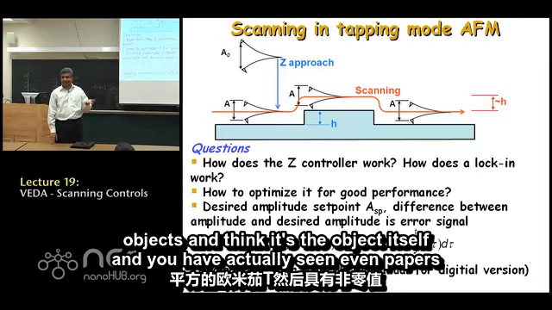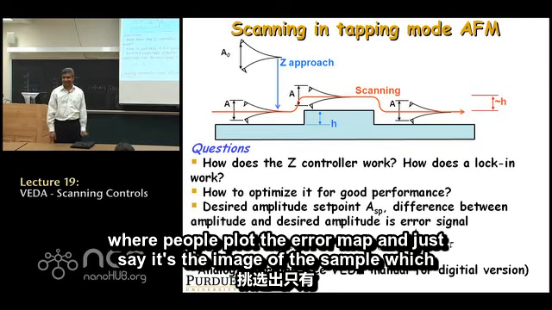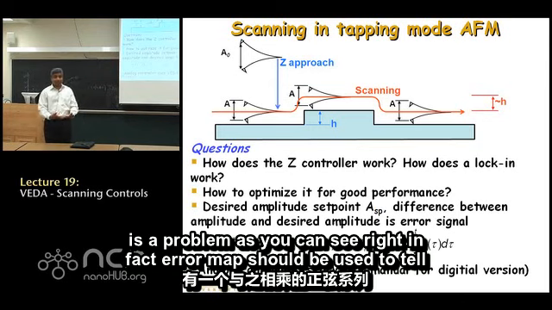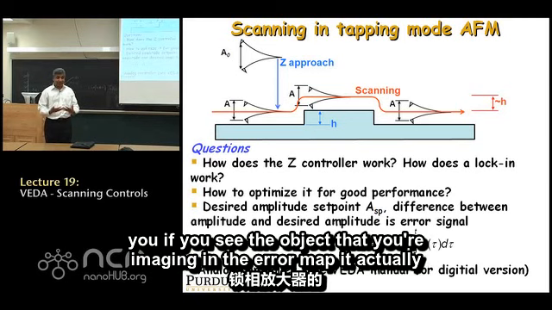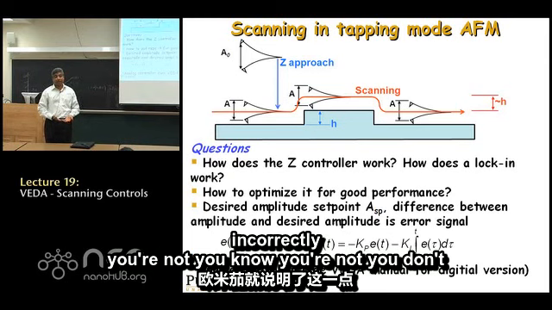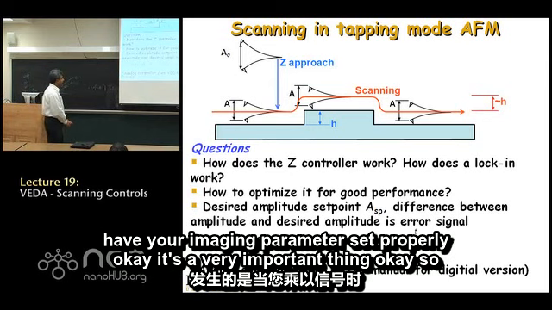And I've actually seen even papers where people plot the error map and just say it's the image of the sample, which is a problem, as you can see, right? In fact, the error map should be used to tell you, if you see the object that you're imaging in the error map, it actually means you're doing the imaging incorrectly. You don't have your imaging parameters set properly. Okay? It's a very important thing.